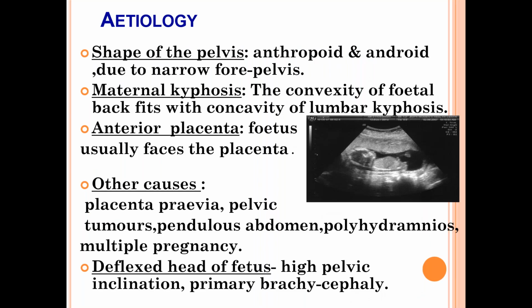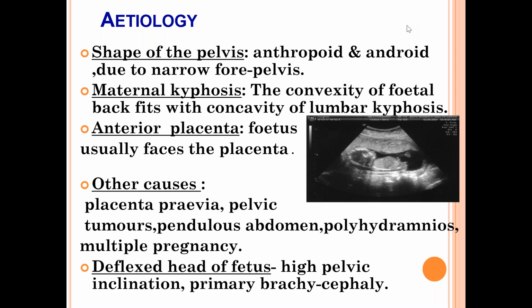So what is the etiology behind it? All the causes will be related to the three things I have talked about: power, passage, and passenger. Firstly, the shape of the pelvis. In the anthropoid and android pelvis, there is a higher incidence of malpresentation. Another cause is a narrow pelvis, or maternal kyphoscoliosis, where the convexity of the fetal back fits with the concavity of the lumbar lordosis.